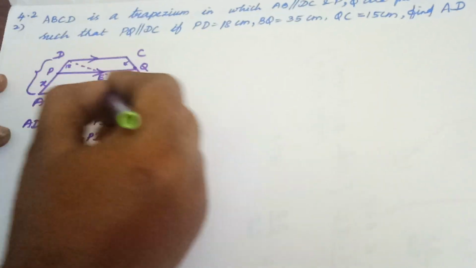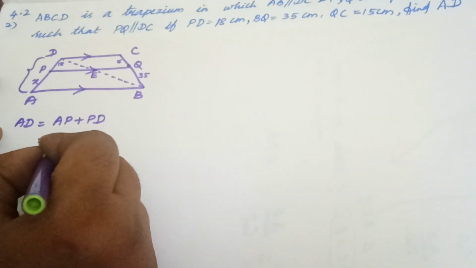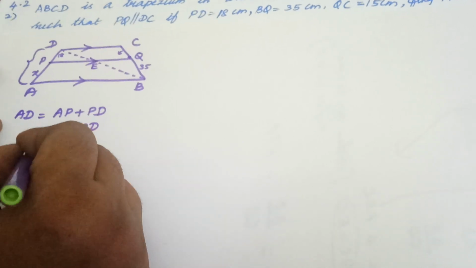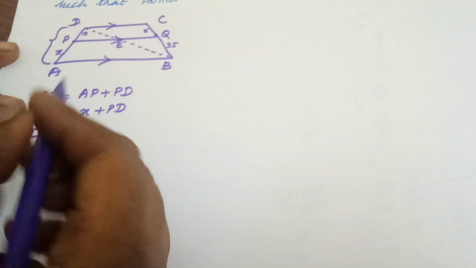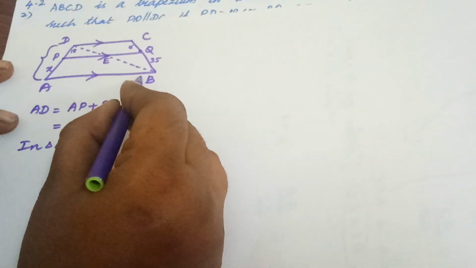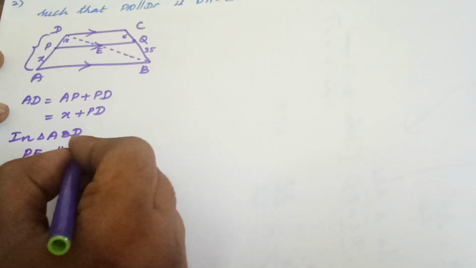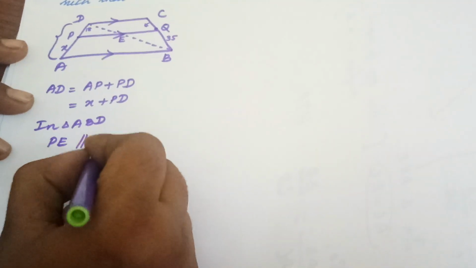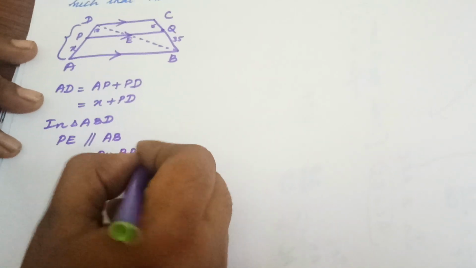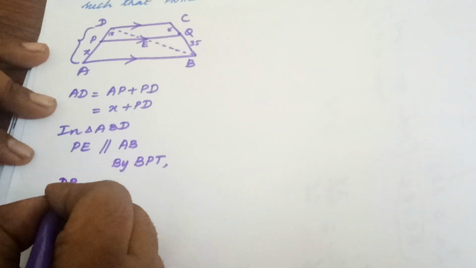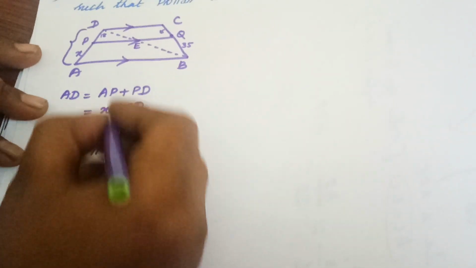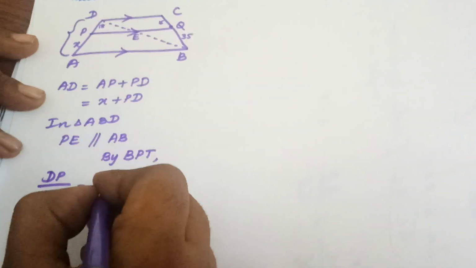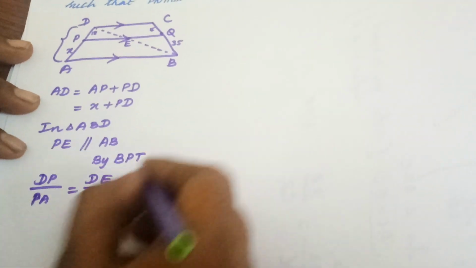So we have a triangle ABD here. In this triangle ABD, we have PE is parallel to AB. PE is parallel to AB. So by basic proportionality theorem, that is BPT, we can say that the ratio DP by PA is equal to DE by EB. And let us name this as 1.